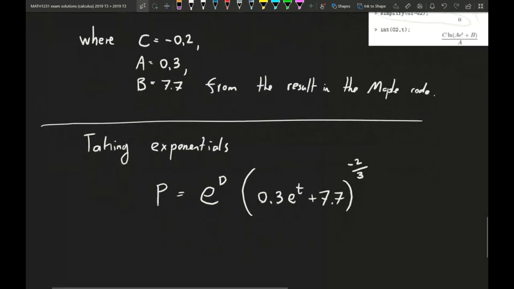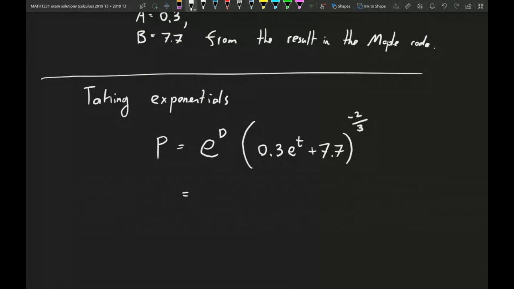Now, the exponential of d is just a constant, so I'm going to rewrite that as another constant. I guess let's just keep going up in the alphabet. E.